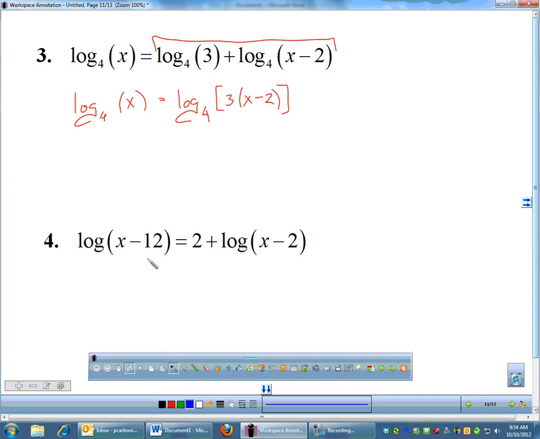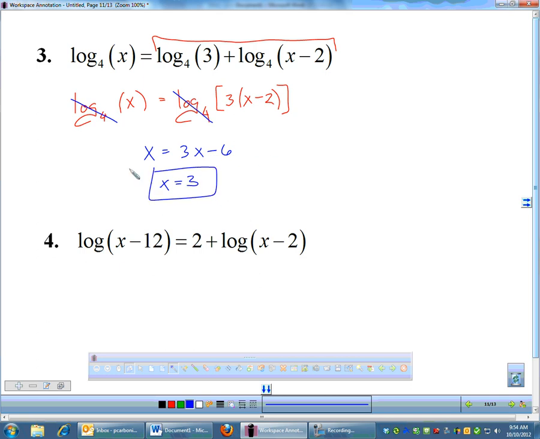And then if I have log equals log and the bases are the same, you can drop the logs, and you get x is equal to 3 times x minus 2, which is 3x minus 6. And solve that equation, you'll get x is equal to 3. I'm going to assume you know how to solve the equation from that point. So if you can, write it with the same log on both sides and then drop the logs.